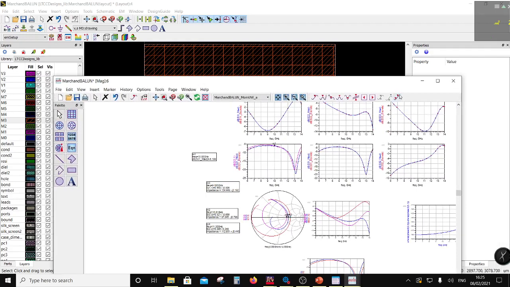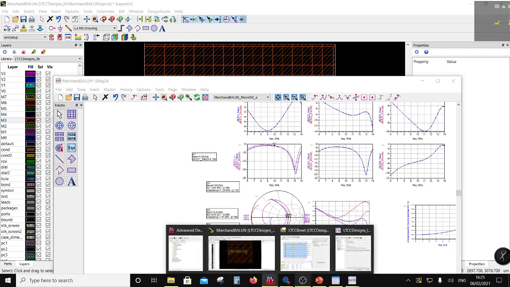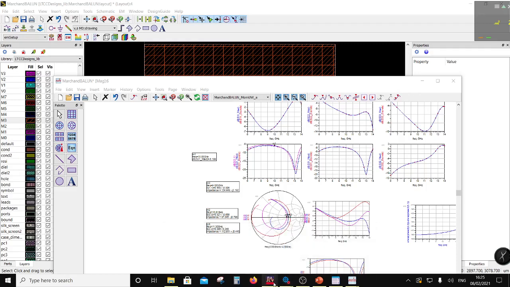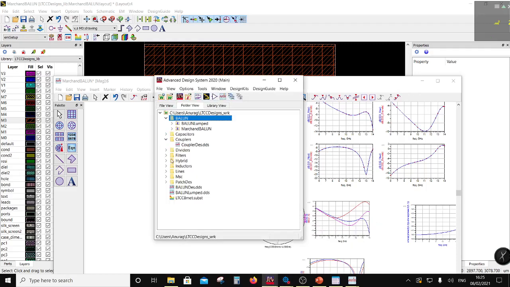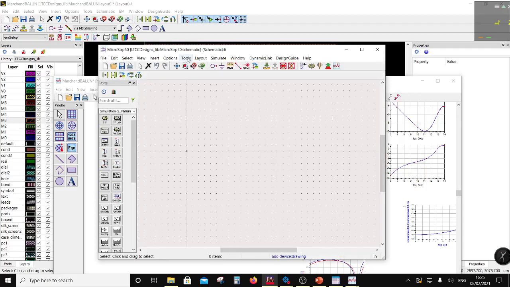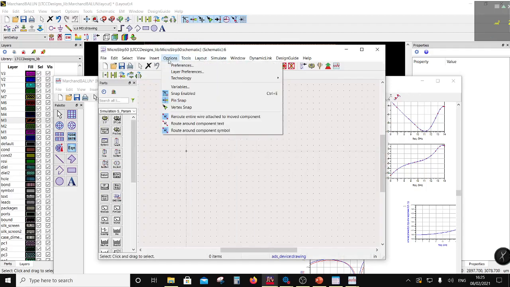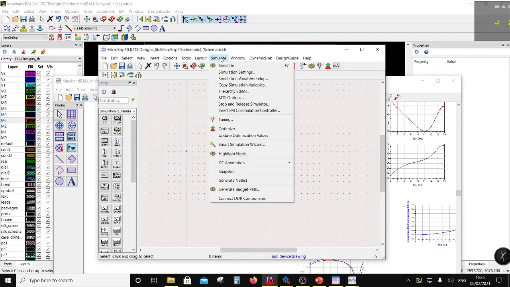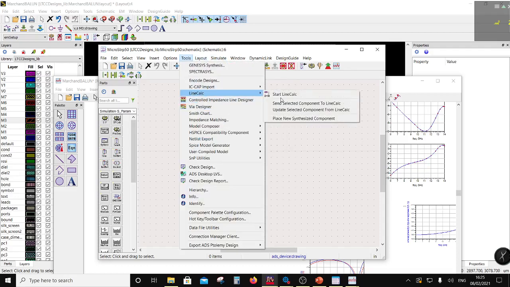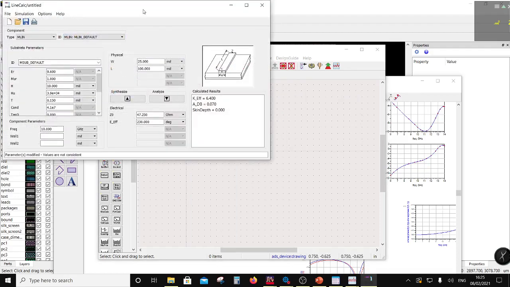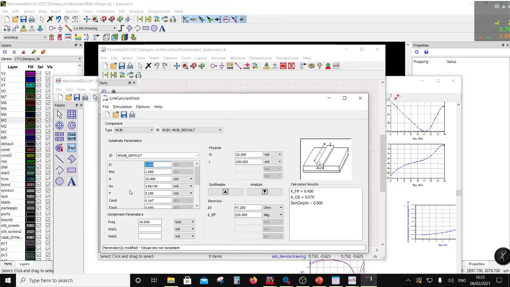Okay, so I'm going to go to LineCalc. Tools, LineCalc. Okay, so I'm going to synthesize a quarter wave line, which is somewhere around that.